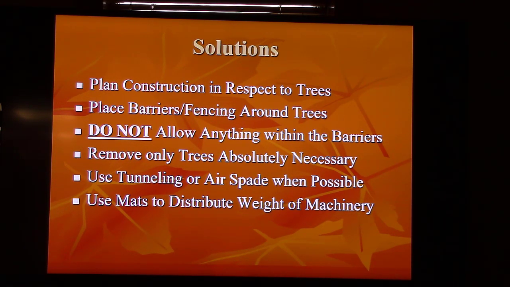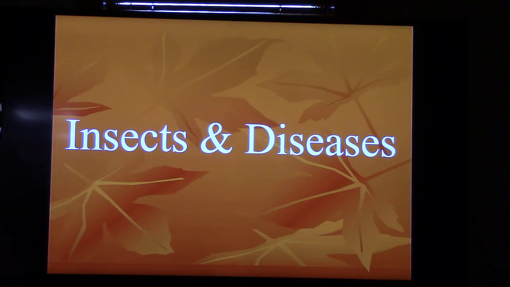And then once again, you use some kind of mats or plywood to put down under some of that machinery if possible, to help distribute some of that weight. All right, so now we're into common insects and diseases that we see around here. I'm nowhere near getting all of them, but usually when someone calls us and says, hey, I think something's wrong with my tree, this is normally what's going to be the problem.